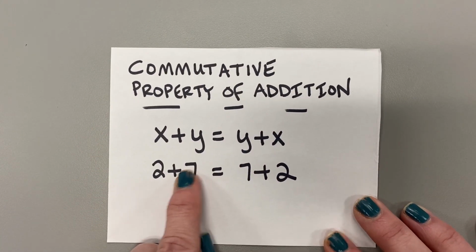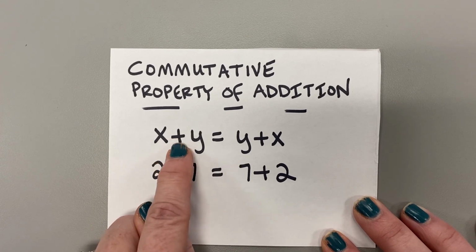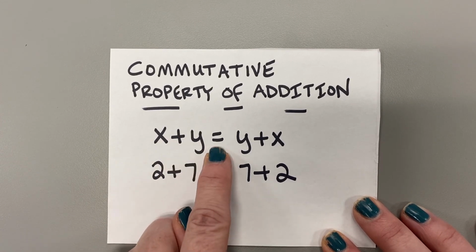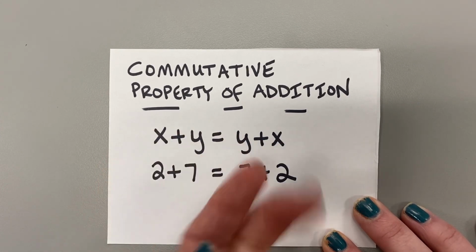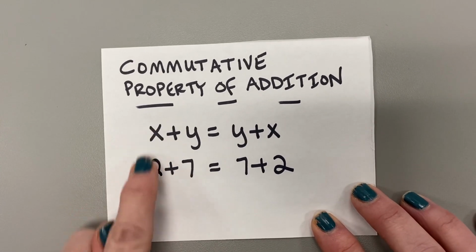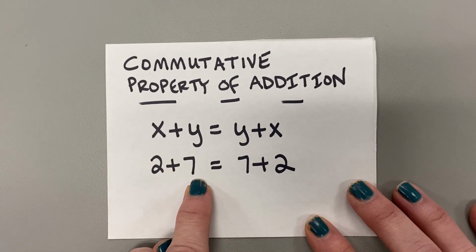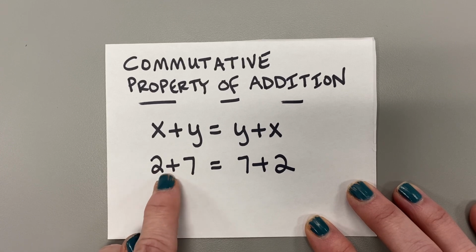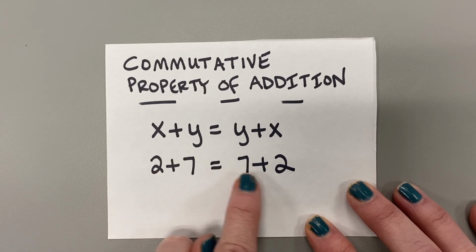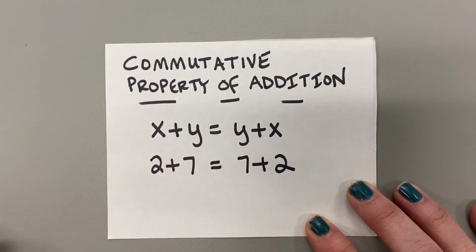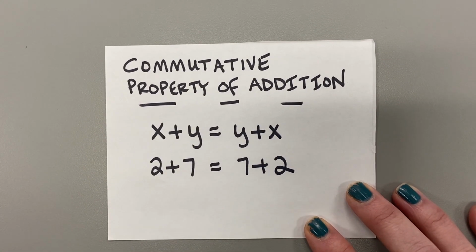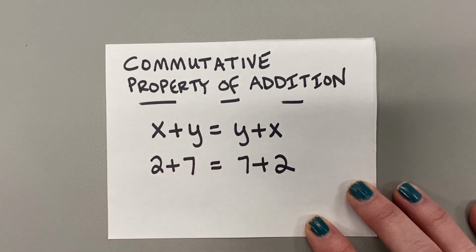Let's take a look. This property says that x plus y equals y plus x. See how they commuted? They like flipped back and forth. If I choose 2 for my x and 7 for my y, then I can say 2 plus 7 is the same as 7 plus 2. It's true. 9 and 9. So the commutative property of addition says when adding, it doesn't matter what order you put your 2 numbers in. You'll get the same answer.